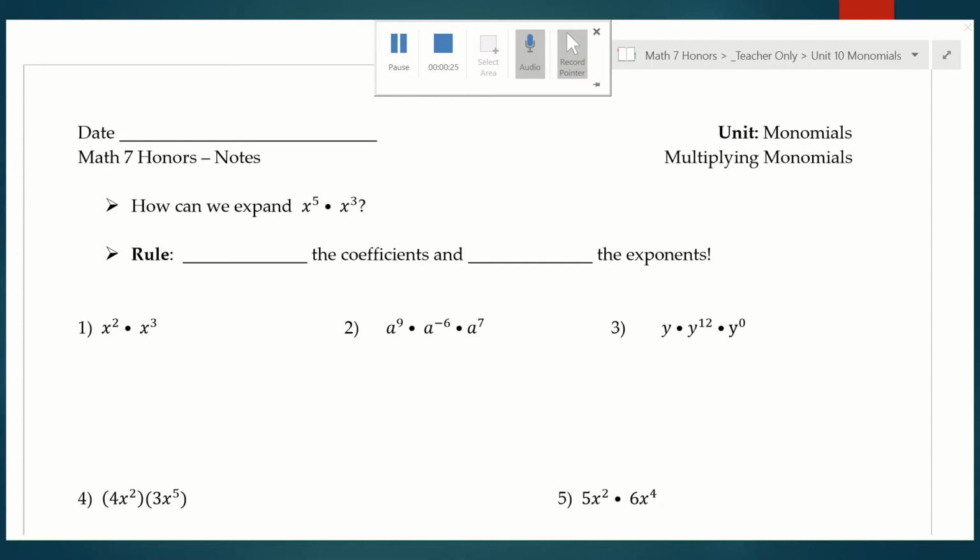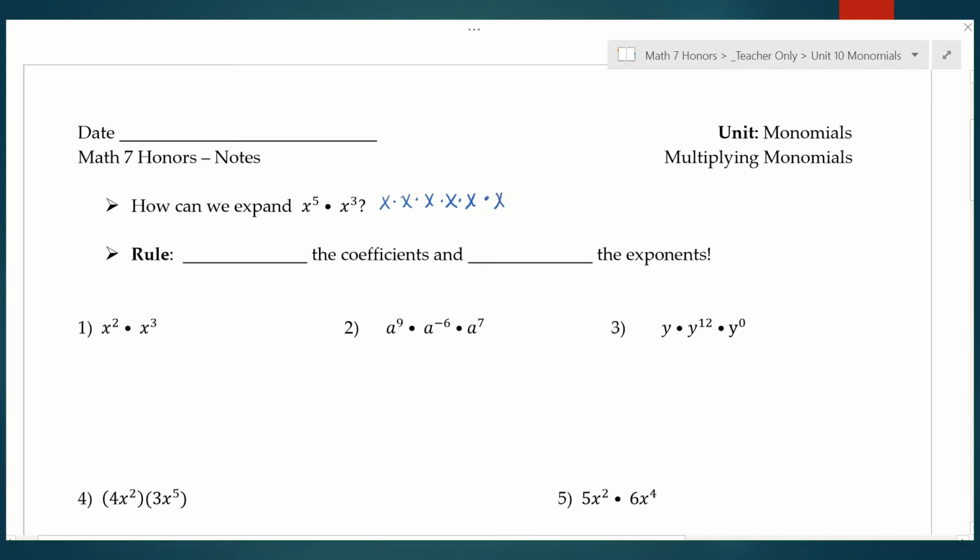What I'm going to show you first of all is in this example here at the top, it says, how can we expand x to the fifth times x to the third? What that really looks like in expanded notation, x to the fifth is x times x times x times x times x, times x to the third, x times x times x. If I change that back into exponential notation, this equals x to the eighth power. So what's the rule? The rule is that we are going to be adding the exponents when we are multiplying.